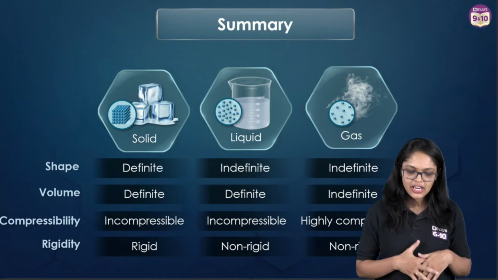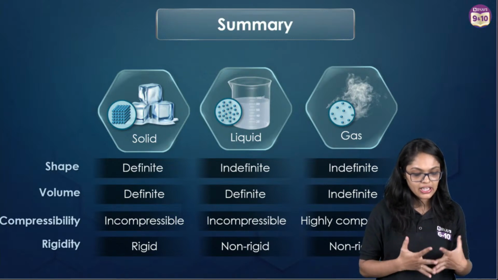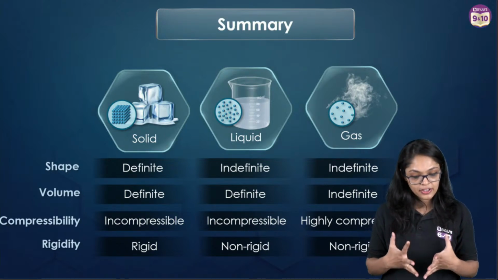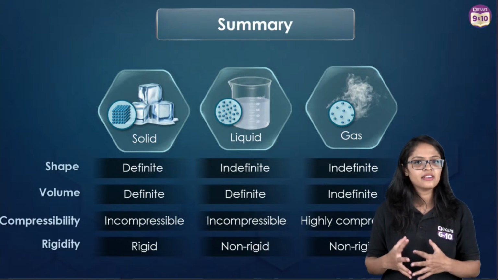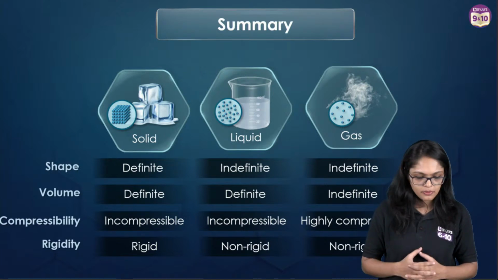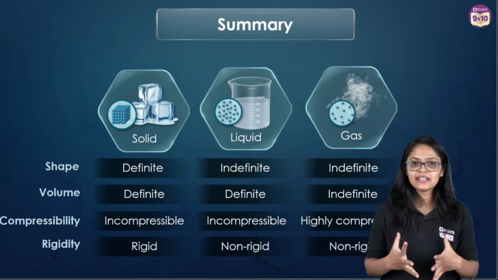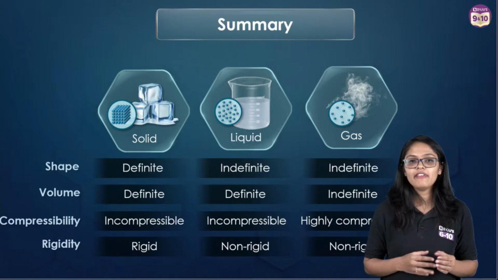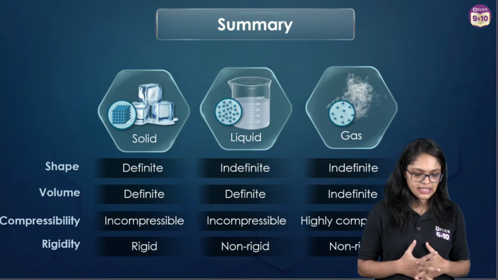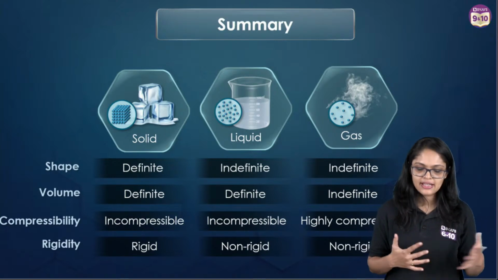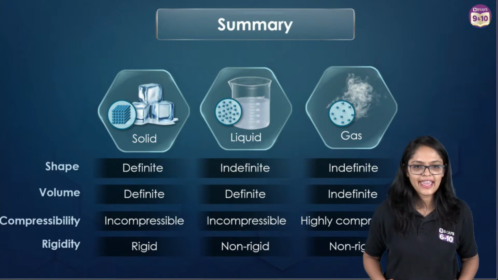Solids have definite shape. Liquid and gases, they do not have definite shape. Whereas when we come to volume, solids and liquids have definite volume, whereas gas do not have a definite volume. And when it comes to the compressibility, solids and liquids are not compressible, whereas gases are compressible. And when it comes to rigidity, solids are rigid, whereas liquid and gases are not rigid. Okay.